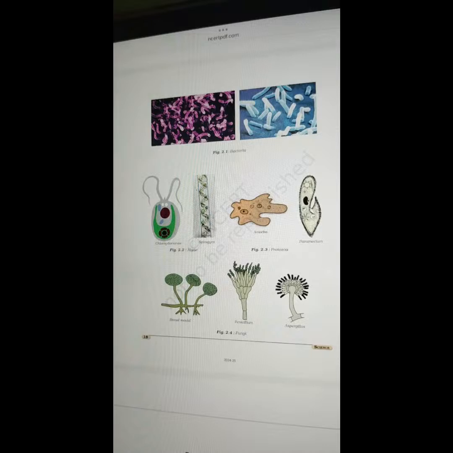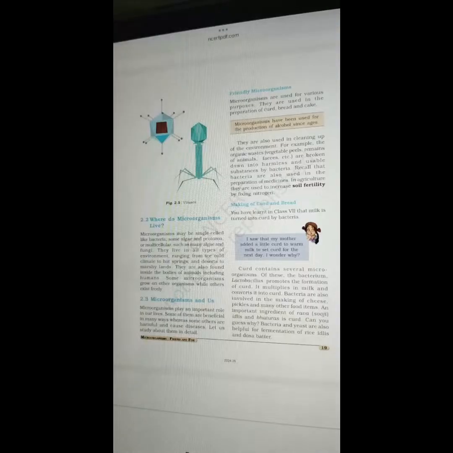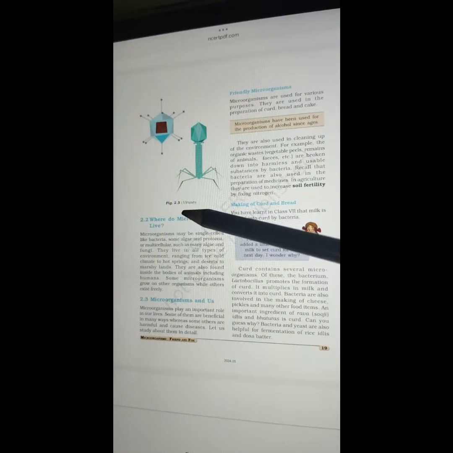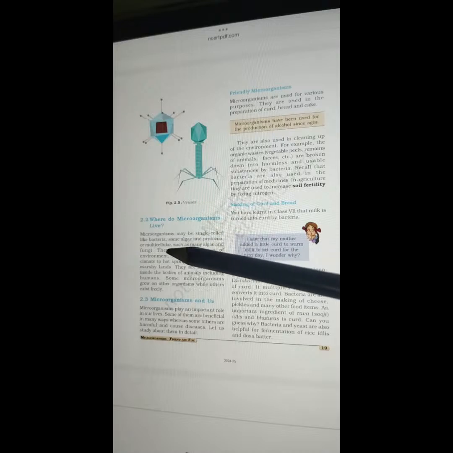So these are the microorganisms that are being shown to you. In Figure 2.1, bacteria; Figure 2.2, algae: Chlamydomonas, Spirogyra; Figure 2.3, protozoa: amoeba, paramecium; bread mold, Penicillium, Aspergillus, Figure 2.4, fungi. Figure 2.5, viruses.